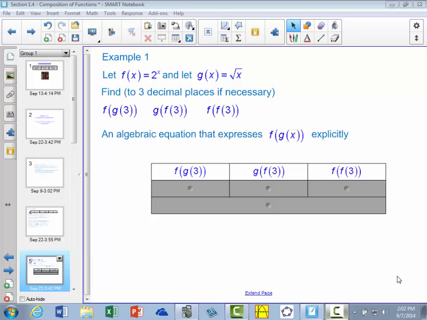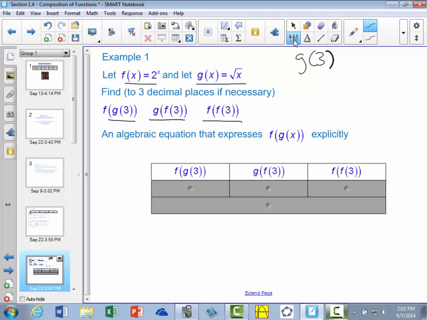Now let's do a quick example of how composite functions work. First, we'll take our two functions. We'll let f of x be 2 to the x, and g of x be the square root of x. And we will try and evaluate these three different composite functions. First, let's find f of g of 3. Well, as we know, we start from the inside, so we need to find g of 3, and that would be the square root of 3.